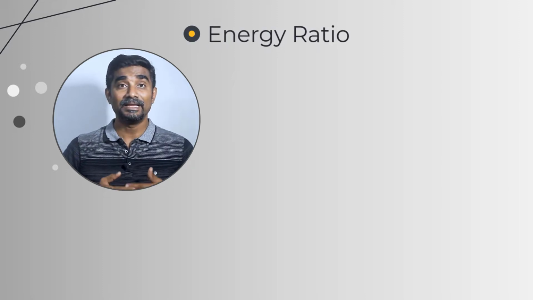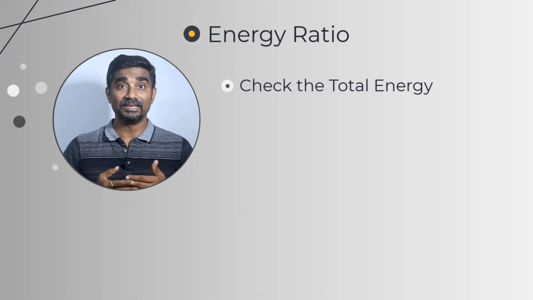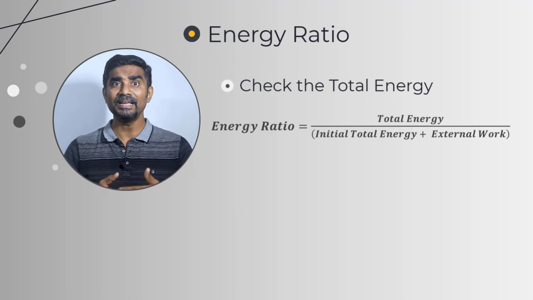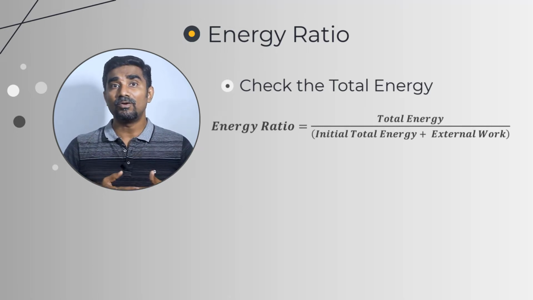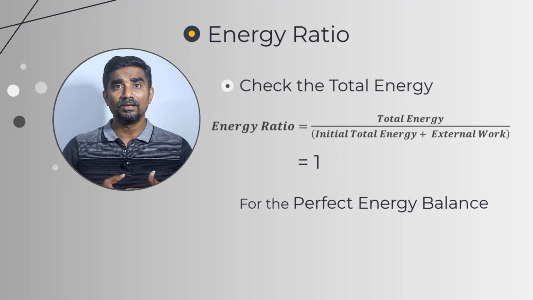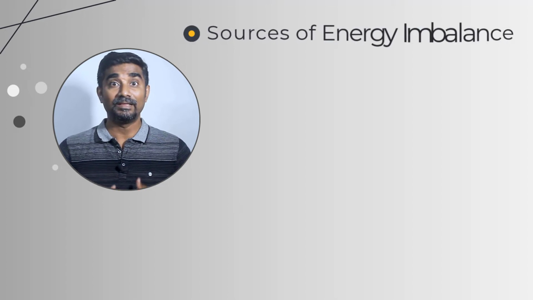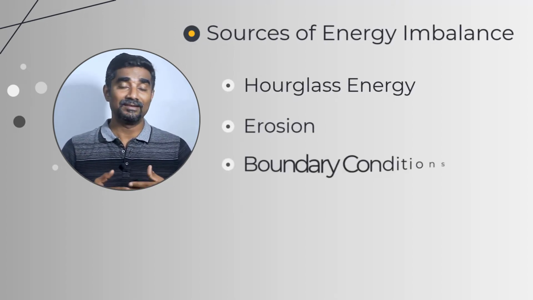Another possible way to confirm the perfect energy balance is by checking the total energy. If the total energy, which means the sum of the initial total energy and external work, is equal to 1, it can be checked using the energy ratio, which can be defined as the ratio between the total energy to the sum of initial total energy and external work, and it should be equal to 1 for the perfect energy balance. However, while solving the explicit dynamics problem, there can be different sources that cause energy imbalance.